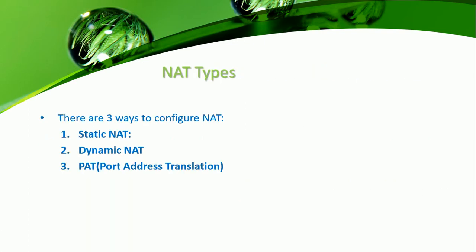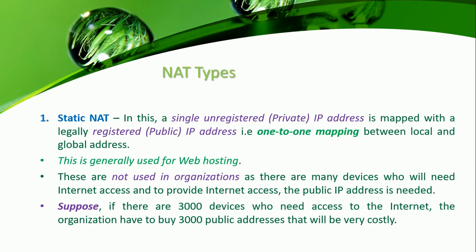There are three types of NAT: static NAT, dynamic NAT, and port address translation. The first one is static NAT. Static NAT is used to map one public IP address to one private IP address.